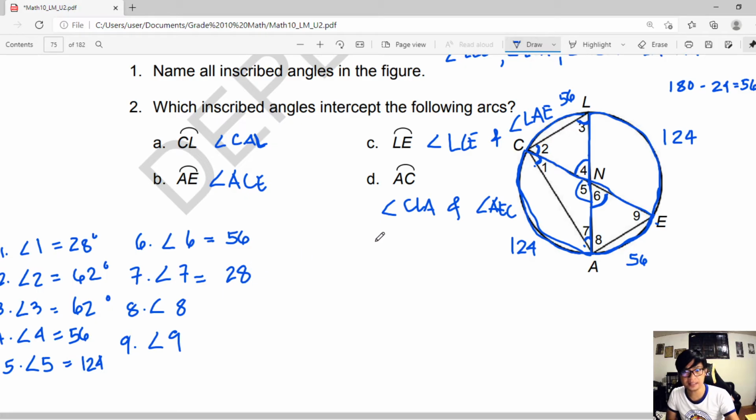Number 8, angle 8, ito. This is an inscribed angle. So, ang intercepted arc niya is from this point to this. So, 1/2 ng 124 is 62. And the last number is angle 9. Ito. So, 124 yung intercepted arc niya rin. So, ibig sabihin, the measure of angle 9 is also 62.